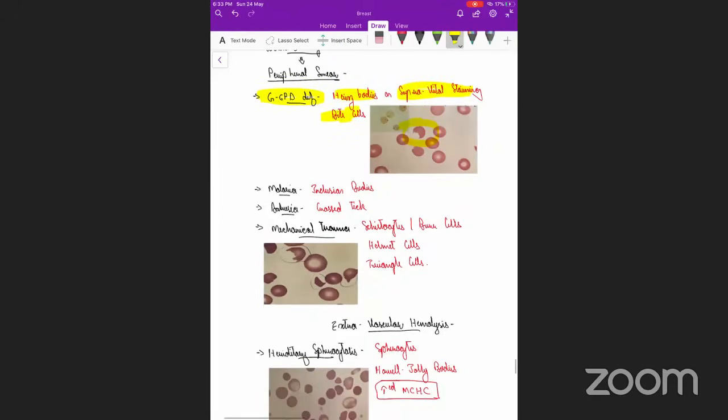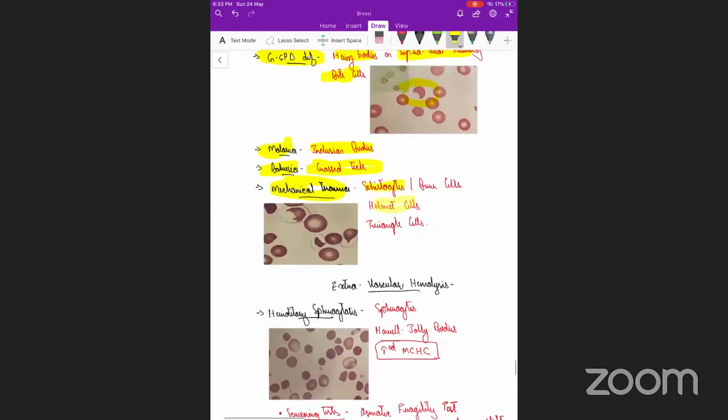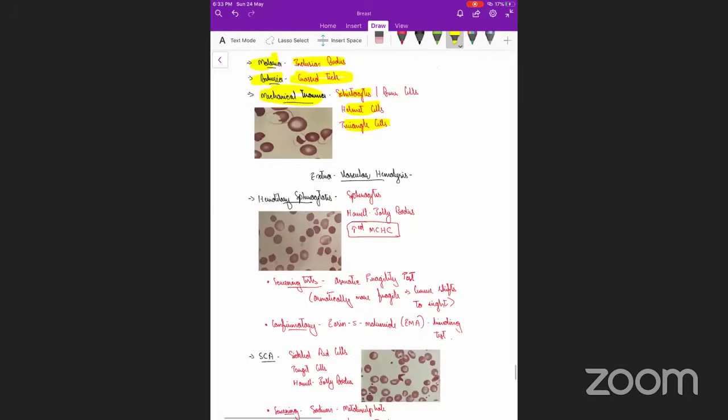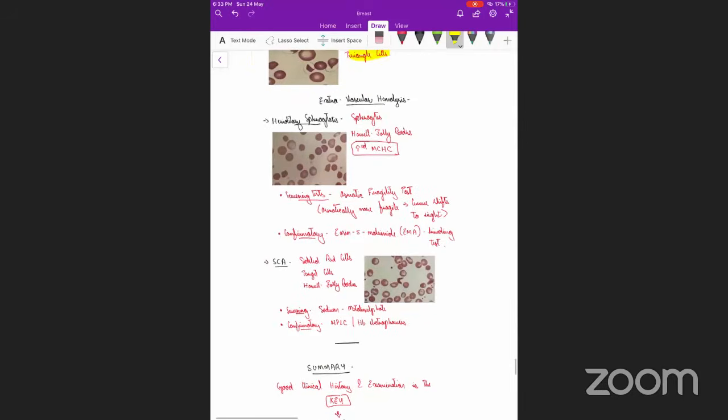Then if it's malaria, you will find RBC parasites and inclusion bodies. If it is babesia, a Maltese cross appearance will be there. If it is secondary to mechanical trauma, then you will find schistocytes, helmet cells, triangular cells, all those things. These were the causes of intravascular hemolysis. Then there is extravascular hemolysis.